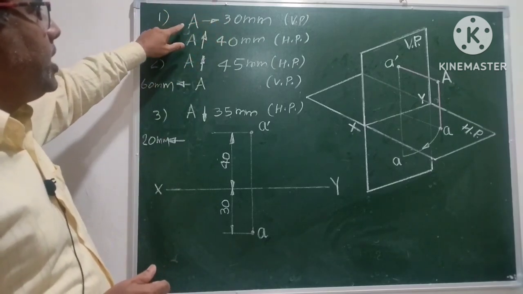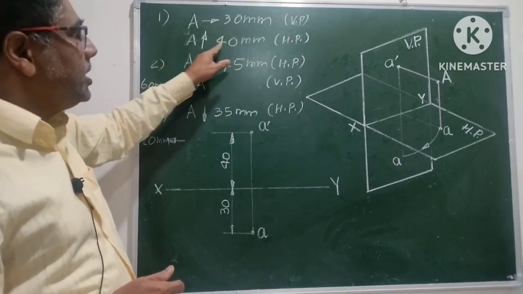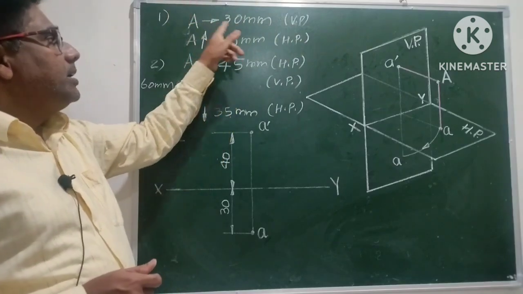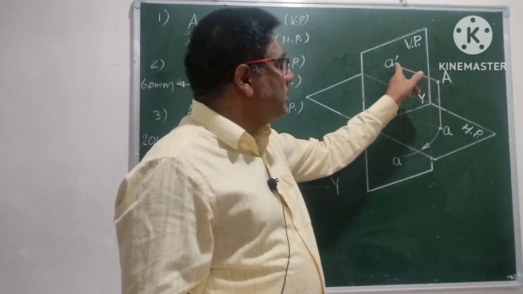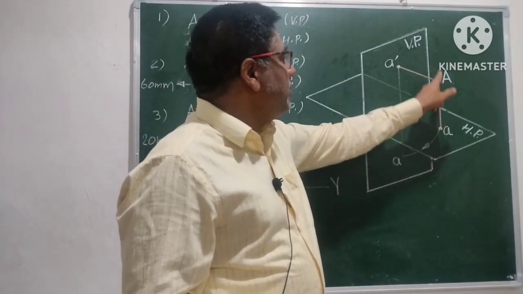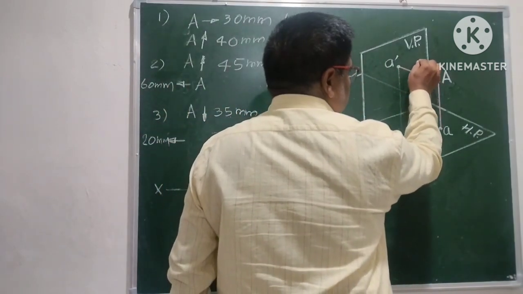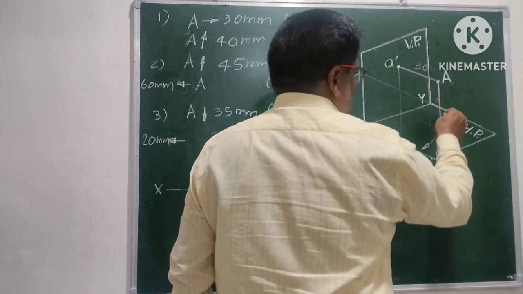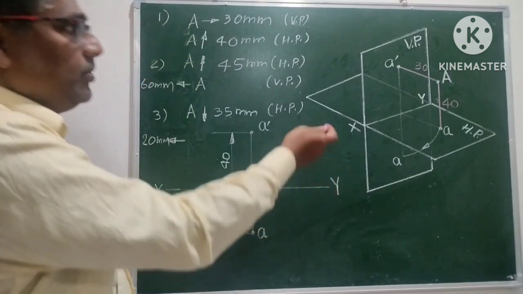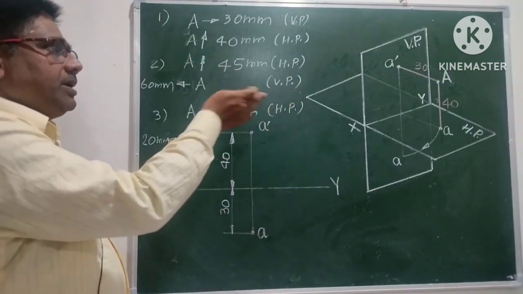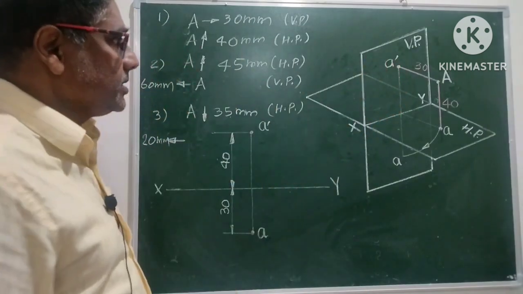The first problem is: point A is 30 mm in front of VP and it is 40 mm above HP. Let me write this. This front distance is 30 mm and this above distance is 40 mm. As the point is above HP and in front of VP, that's why it should be in first quadrant.